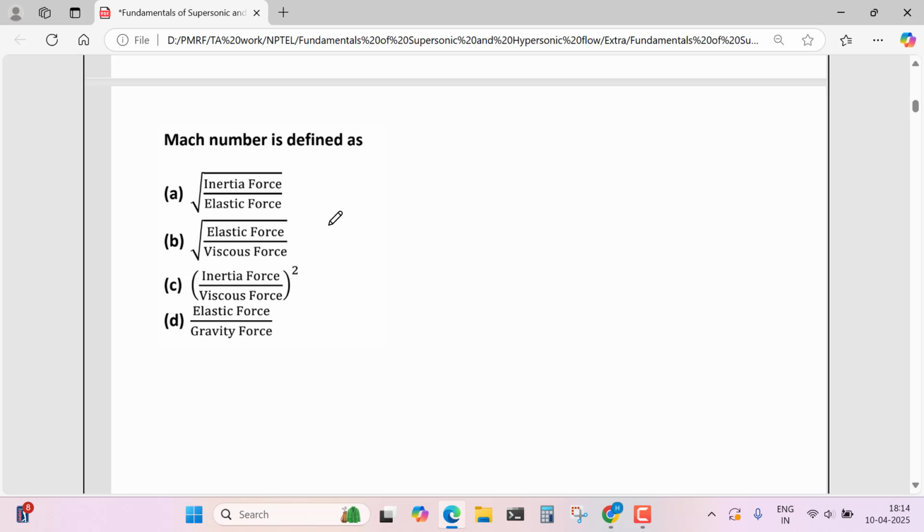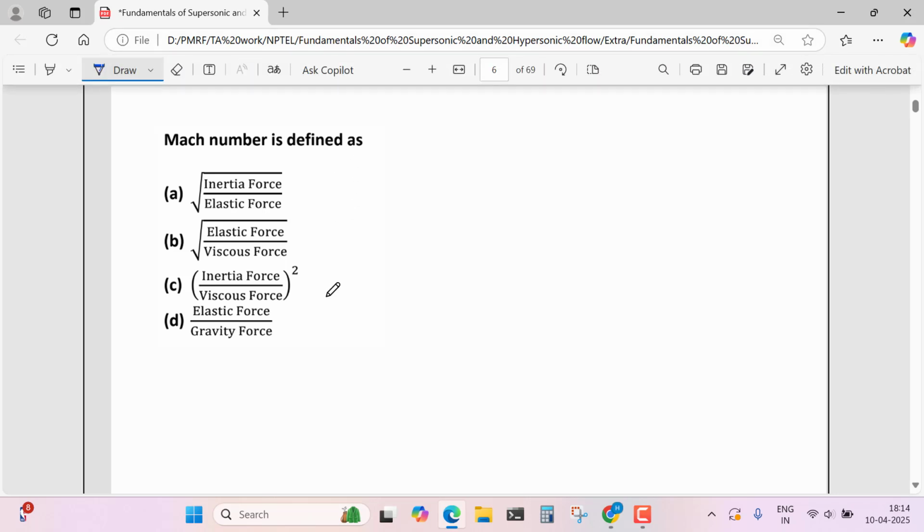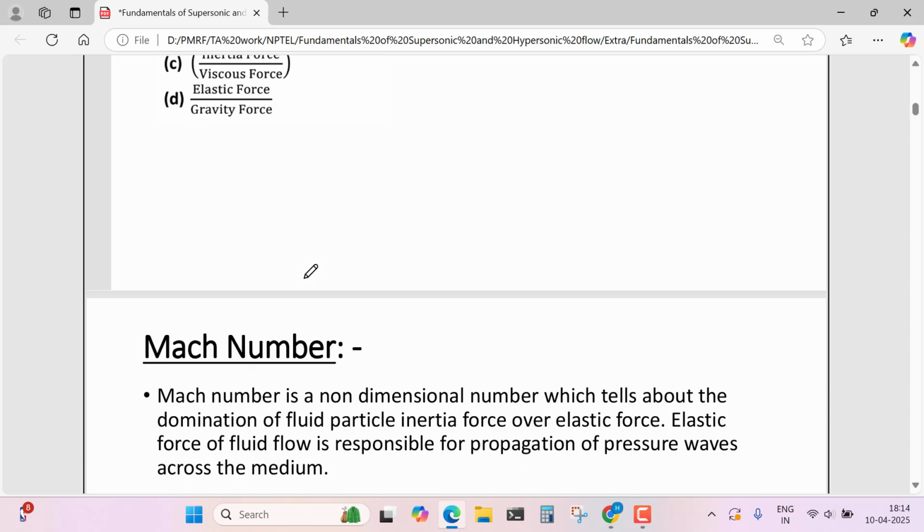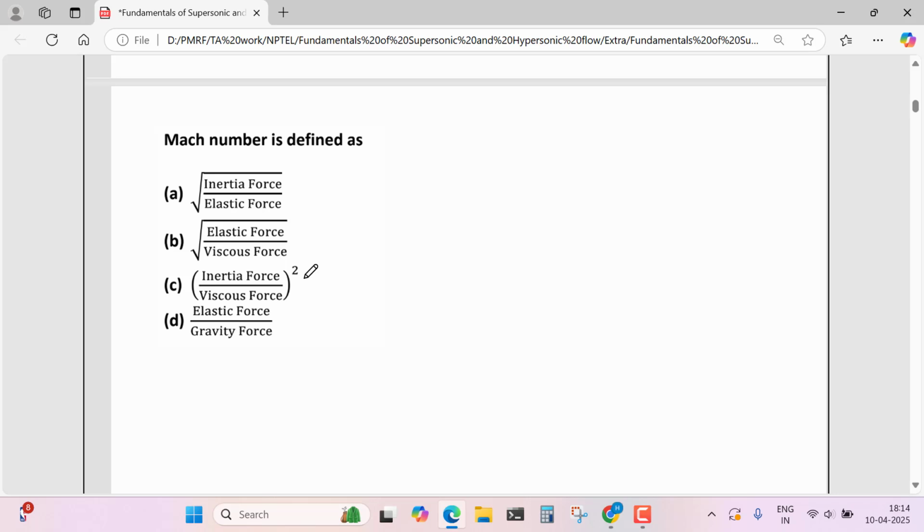Now let's see the next problem. Mach number is defined as: A, inertia force upon elastic force. Option B, elastic force upon viscous force. Option C, inertia force upon viscous force whole square. Option D, elastic force upon gravity force. So what will be its answer?